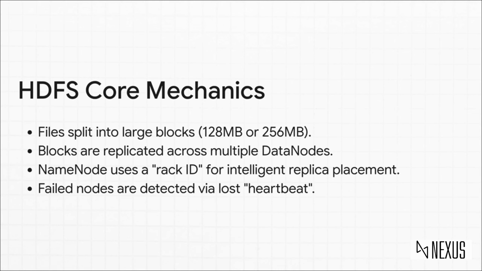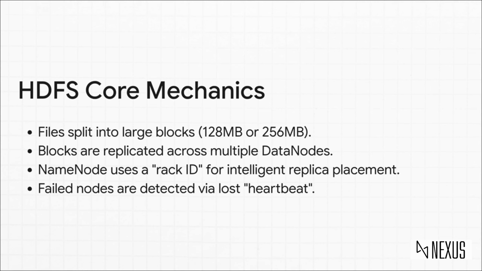First, HDFS takes these massive files and, wham, chops them up into big, chunky blocks, like 128 or 256 megs each. Then, for safety, it makes copies, or replicas, of every single block and scatters them across different machines. It's even rack-aware, which is super smart. It means it tries to put copies on servers in totally different physical racks. Why? So if an entire rack loses power, no sweat, your data is still safe somewhere else.